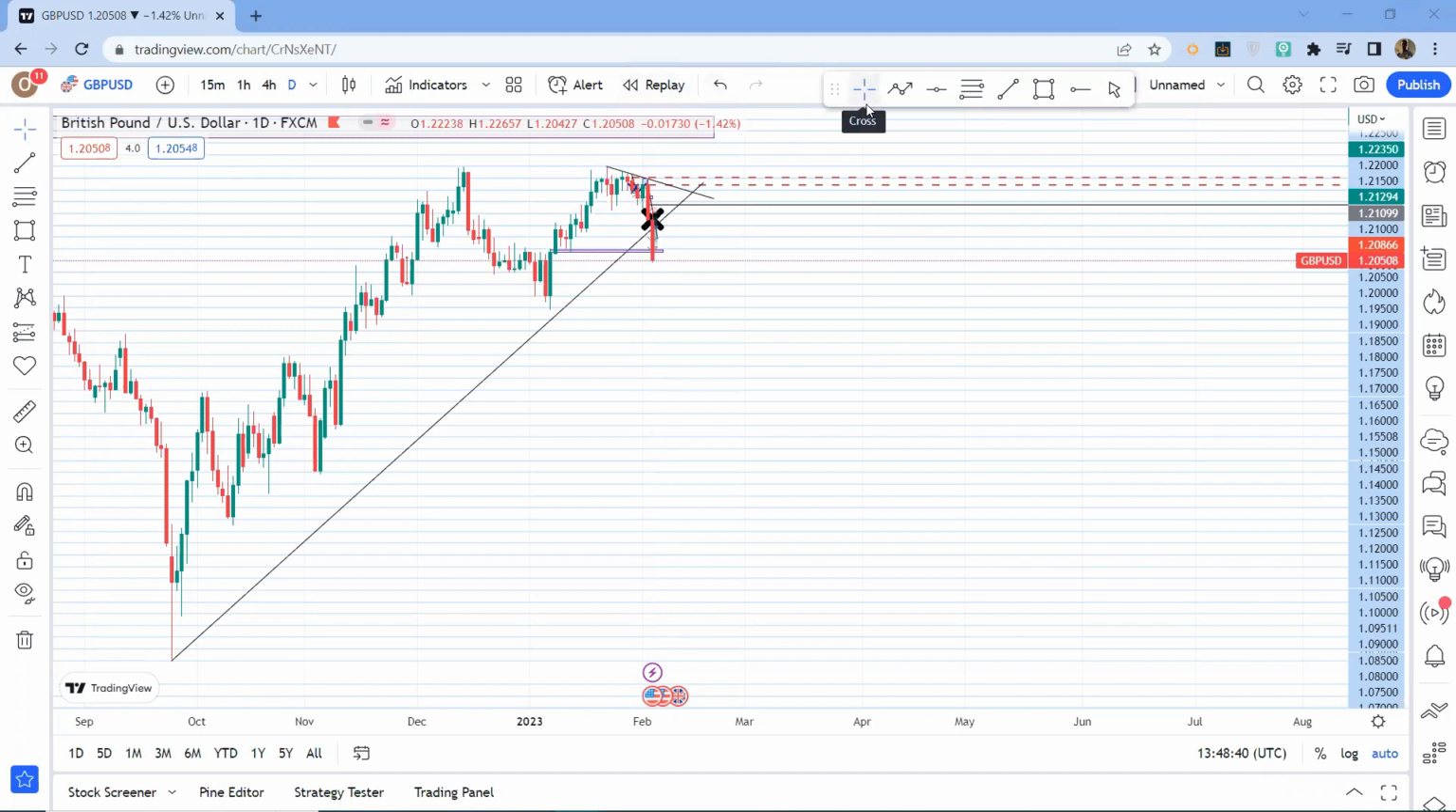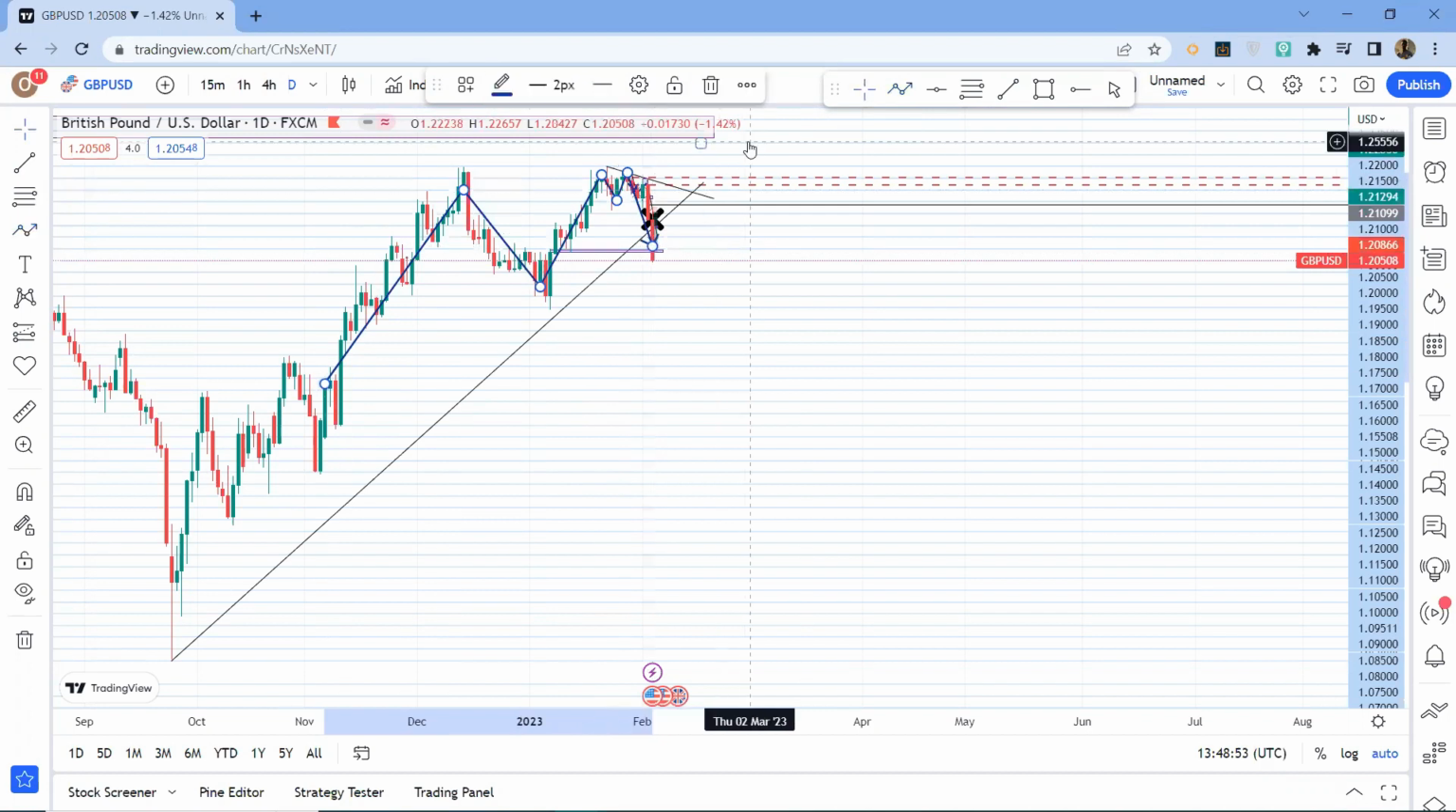So how did we analyze GBP USD last week? Last week was a bearish week for this pair. Reason being, this was the M pattern on the daily time frame, and there's another small one in there, then a drop. So this was our analysis.